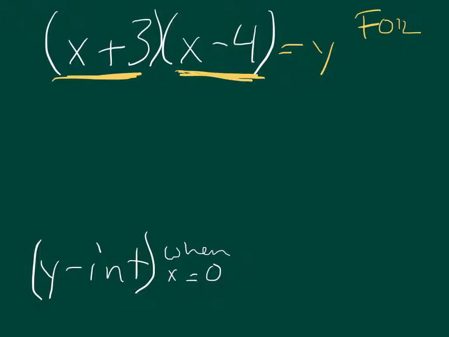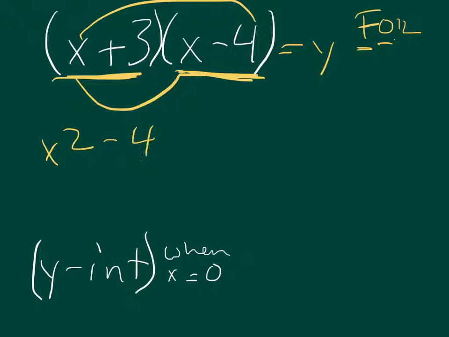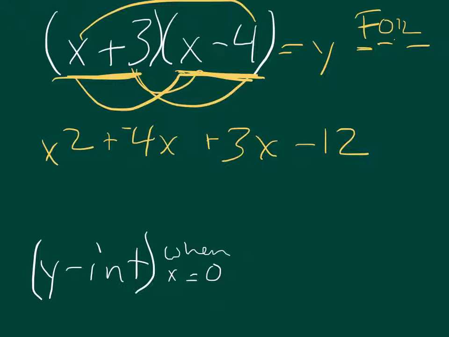So if I use my FOIL, first I get x squared, then my outsides, O, negative 4x, I'm going to put plus negative. Then my insides, 3 times x, and then finally my last, 3 times negative 4, which is negative 12. I can combine my like terms, things that share the same qualities when I'm adding them together.